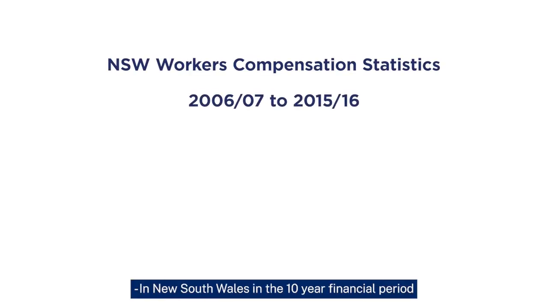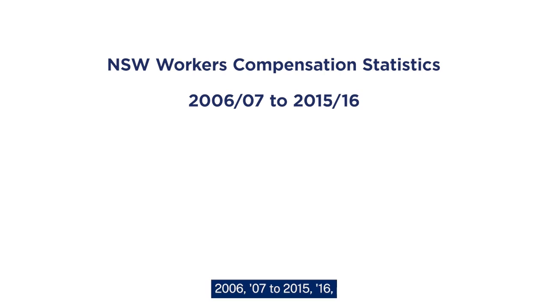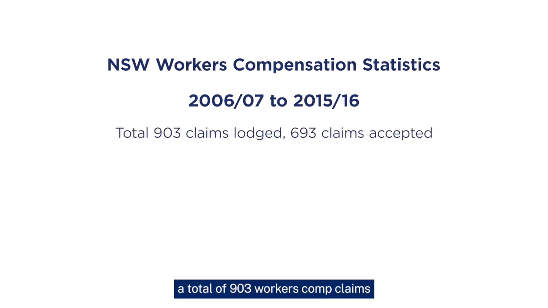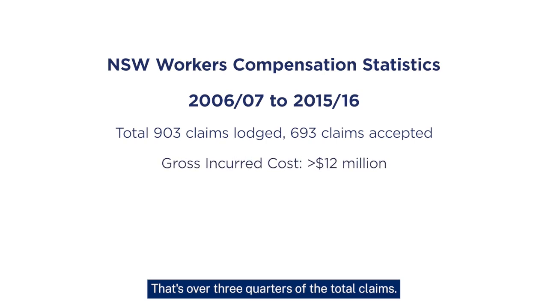In New South Wales, in the 10-year financial period 2006-7 to 2015-16, a total of 903 workers' comp claims were lodged for skin cancer. Of that total, 693 claims, 77% were accepted. That's over 3/4 of the total claims. And the gross incurred cost of these accepted claims was well over $12 million.